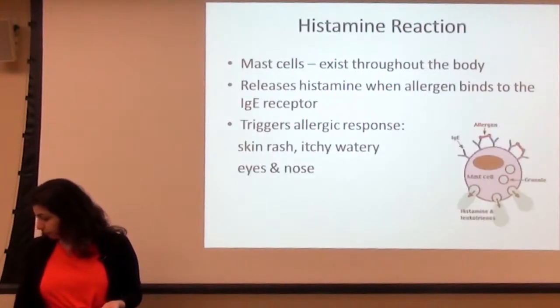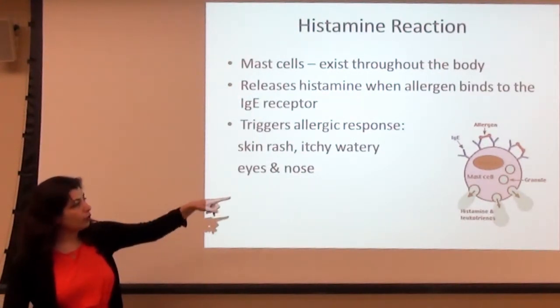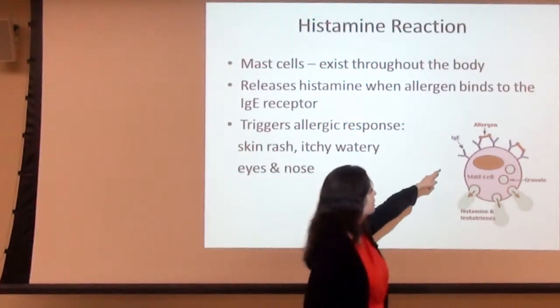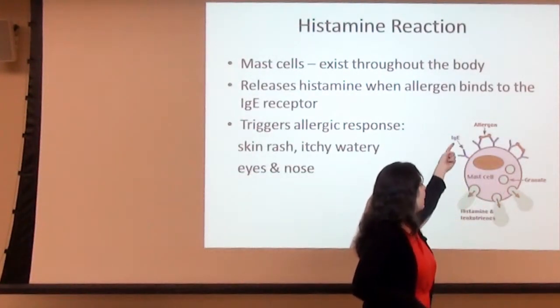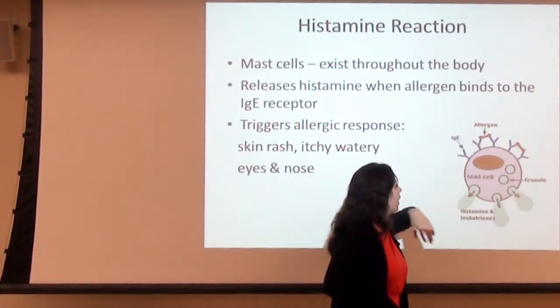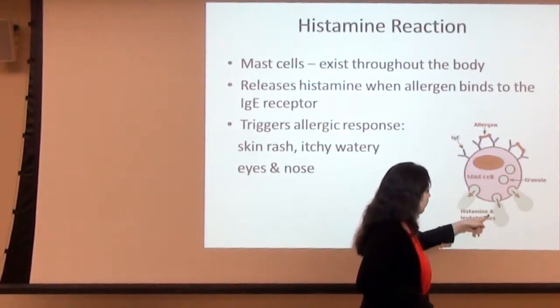Actually, just to stay with that, part of the reason is if you look at your cell, you can see that it has a receptor. So here's the receptor to the cell, and that IgE that we talked about binds to the cell. The allergen binds to the IgE, and then it triggers a release of histamine.